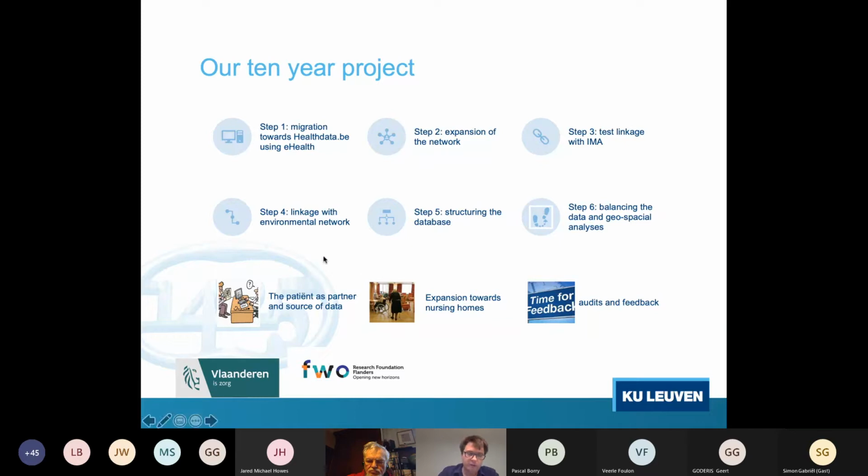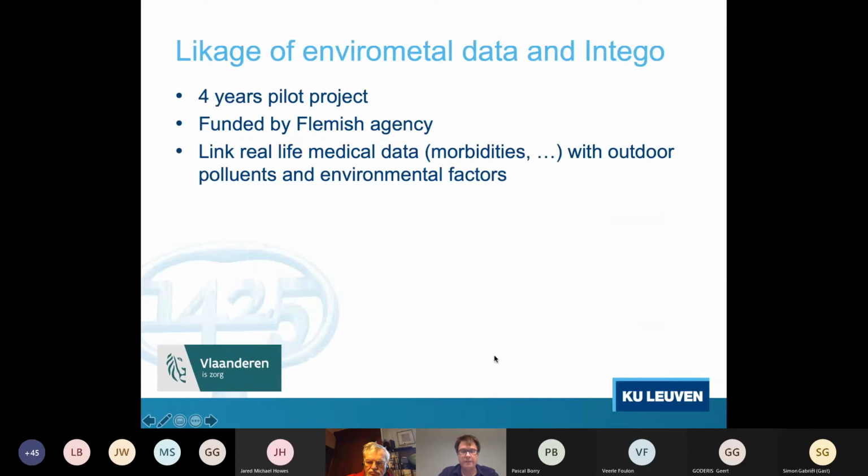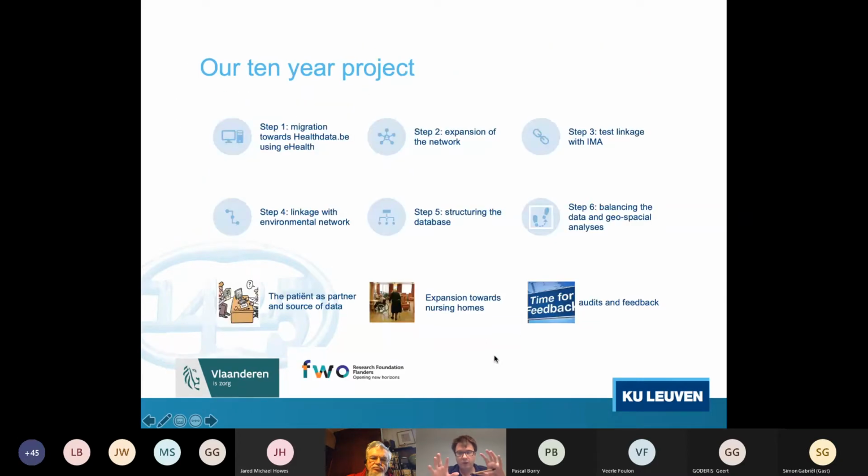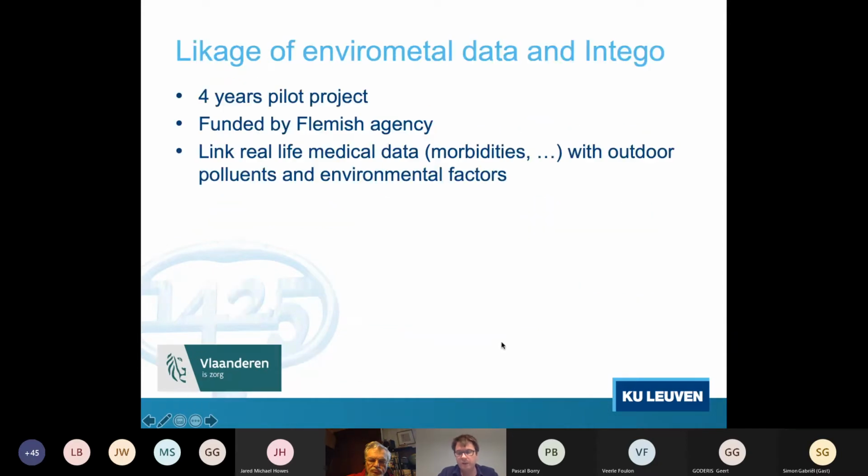We are starting a trajectory on involving the patient as a partner and a source of data. I just came from a defense of an internal proposal to expand the Intego data collection also to nursing homes, and we are constantly working on audits and feedback. Out of all this, I will focus a bit on linking with the environmental network, because that's what I have been working on the last years.